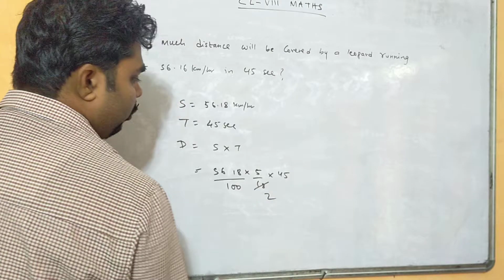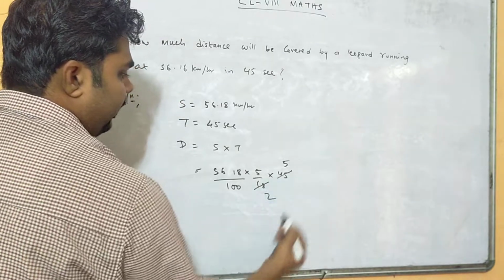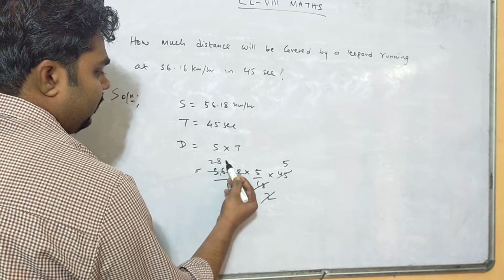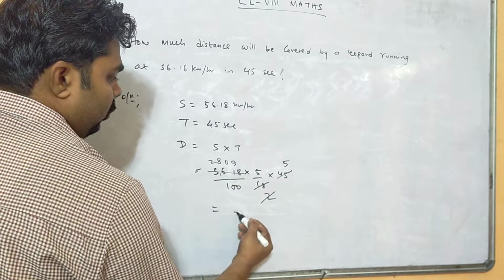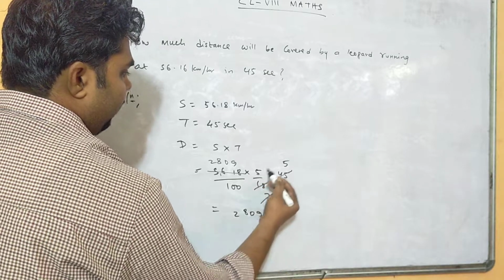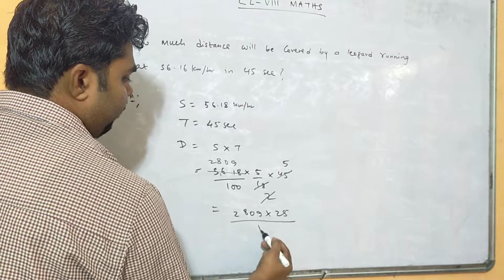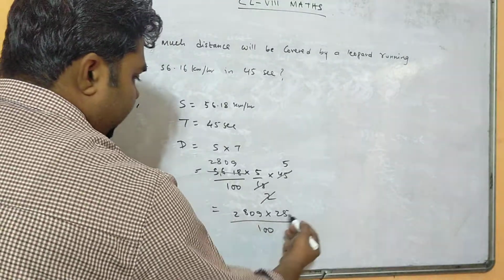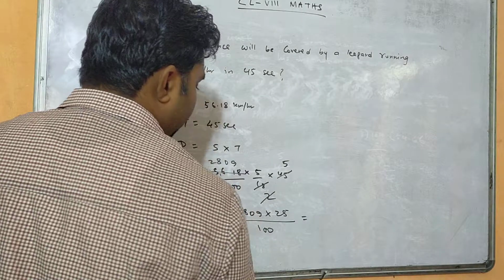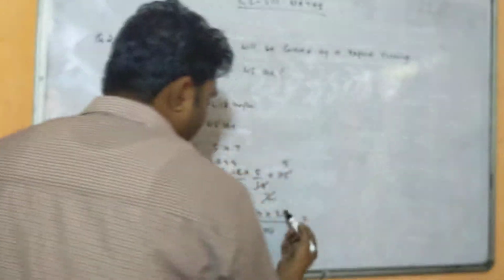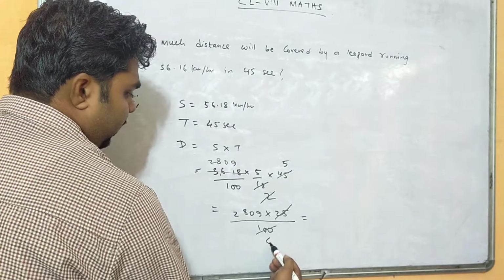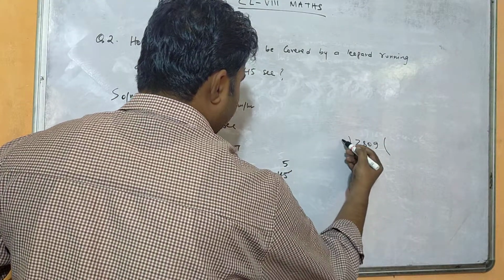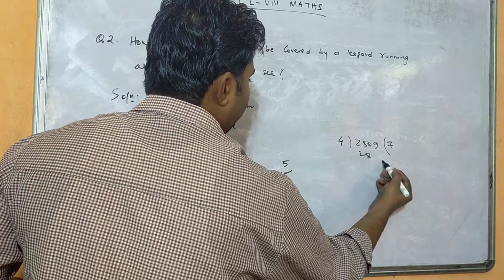Now 9 2s are 18, 9 5s are 45. Now 2 can be cancelled here: 2 2s are 4, 1 2 8 is 16, 0 2 9s are 18. So 2809 into 5 5s is 25, divided by 100, right? Now what we can do: 25 4s are 100, so 2809 divided by 4, 4 7s are 28.